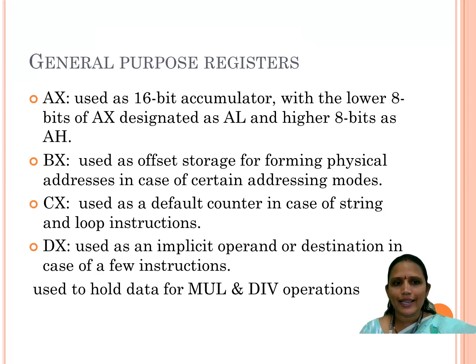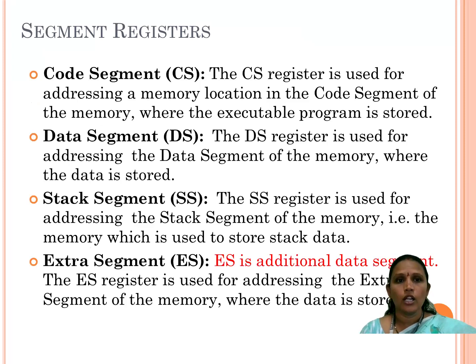And coming to the DX register, DX is used as a data register, as an implicit operand or the destination register in the case of a few instructions. That means it is used to hold the data for multiplication and division operations. In that case, we can use this particular register. So these all are the general purpose registers.